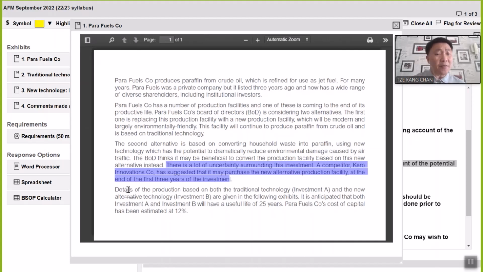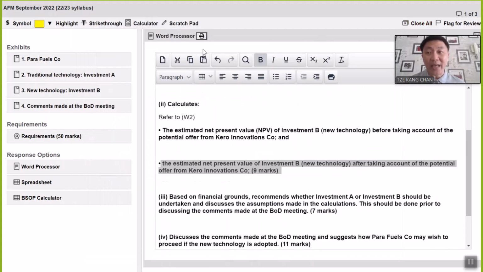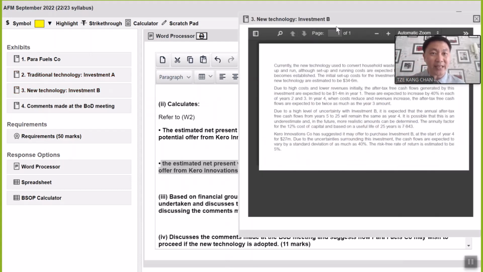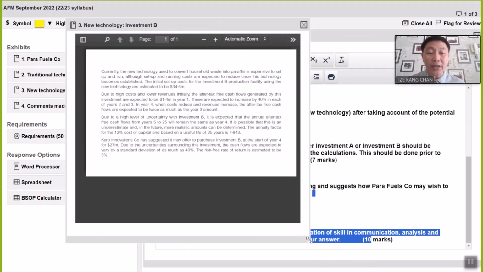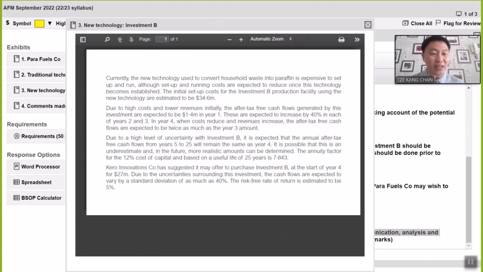Furthermore, some of the details for these two investments are given in the following exhibit. But before that, let's not forget that both investments have a useful life of 25 years with a cost of capital of 12%. Based upon this generic information, let's go straight to the third exhibit for more detail in this part of the demonstration, for valuing the options found in investment B. Guys, spend some time to take a look at the detail of it.